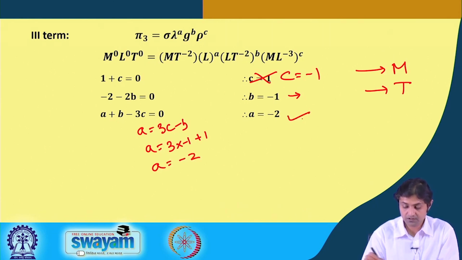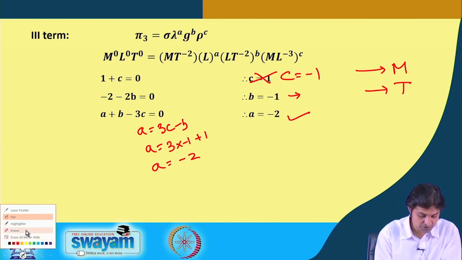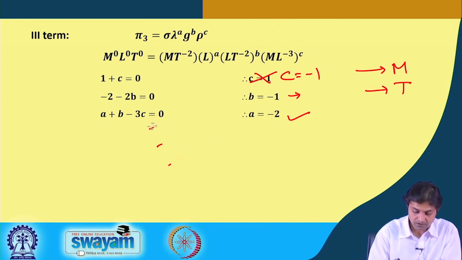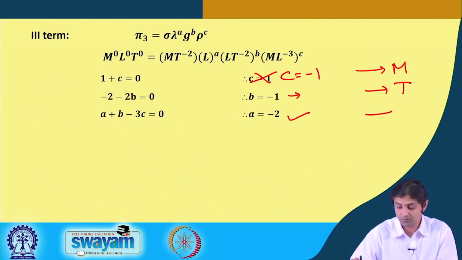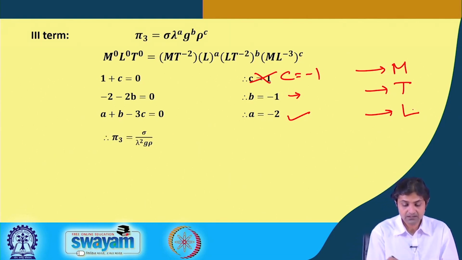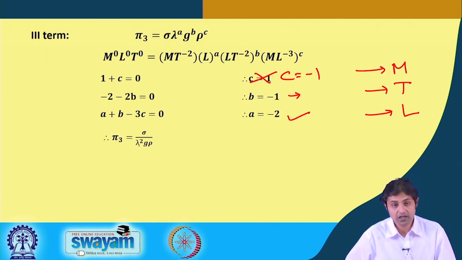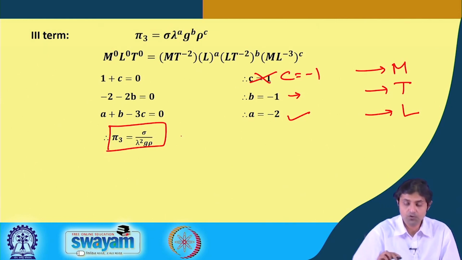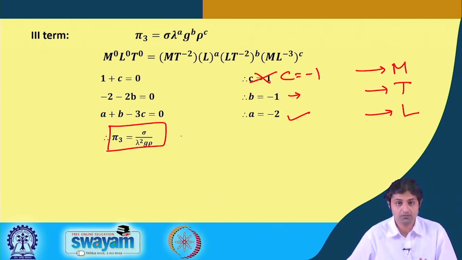So, this is also correct. Sorry for the error here, but the calculation for c should be minus 1, and this is computed by equating the exponents of m, all right. So, pi 3 is sigma by lambda square rho g. So, this is another pi term. So, we have found pi 1, pi 2 and pi 3 using these Buckingham pi theorem steps.